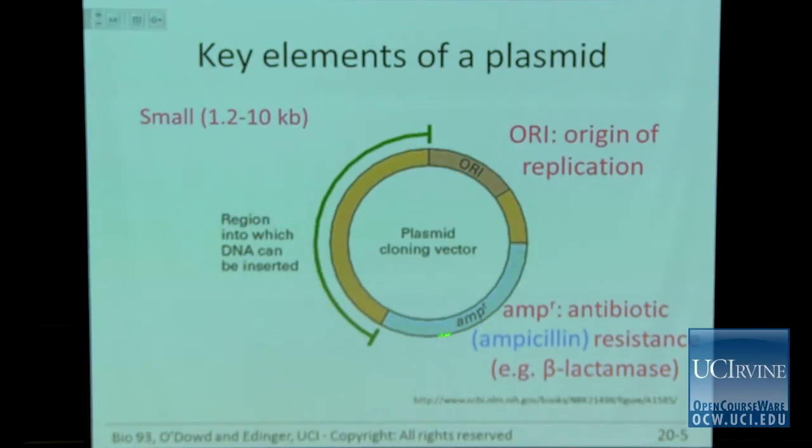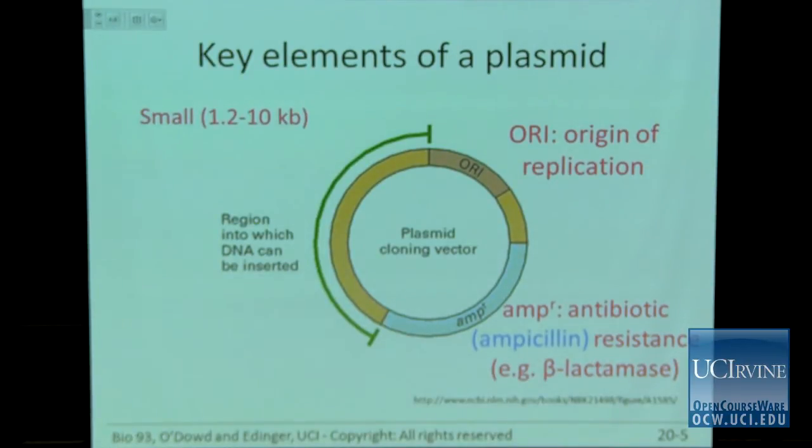Now this selection cassette is important because it allows you to kill off all the bacteria in the culture that don't carry your plasmid. Only bacteria that have this plasmid will make the protein that allows them to be resistant to ampicillin. So that's a key part of the plasmid.